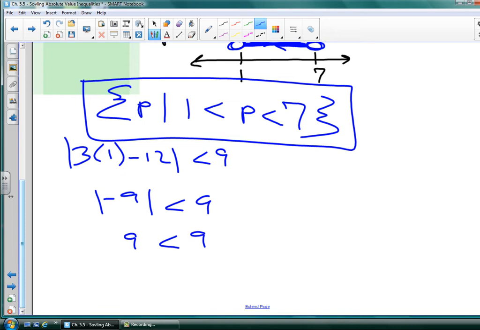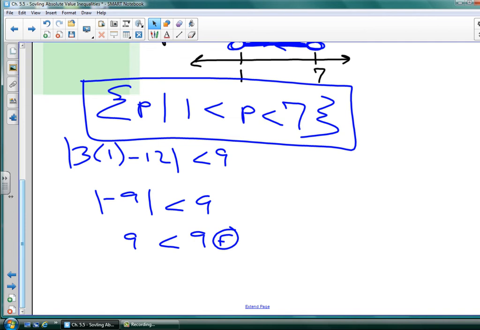Well, if you look at our inequality sign, our inequality is saying that all the numbers I can pick have to be in between 1 and 7, not including 1 and 7. So this should be false. Okay? So we notice that any number that's 1 or less than 1 doesn't make this true.